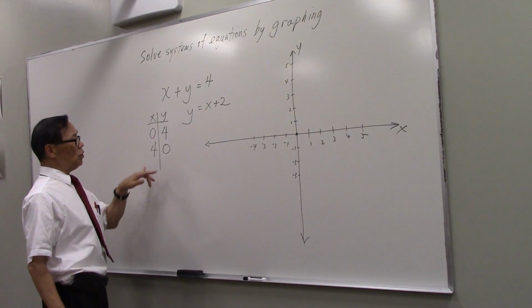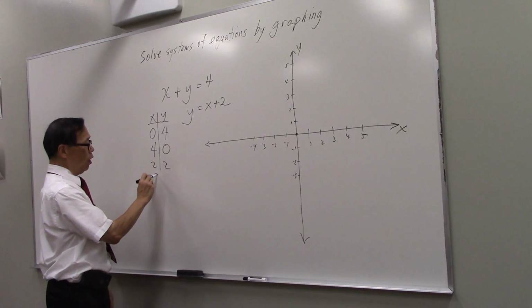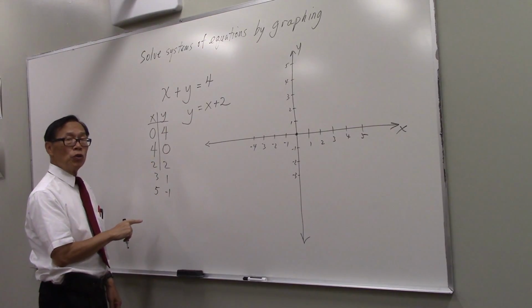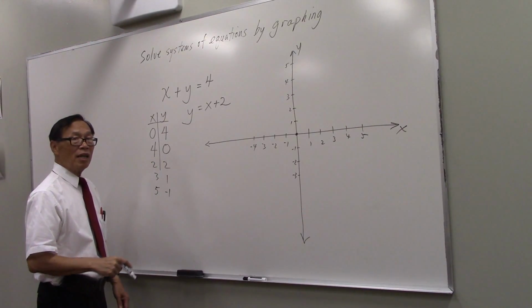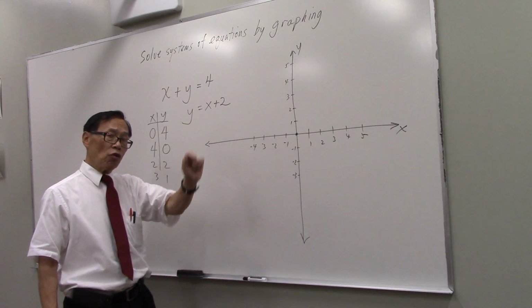Now if you want to, you can collect others like 2, 2, 3, 1, even 5, negative 1. All of these, I assure you, will be on the same line. And really you only need 2 points to draw the line.